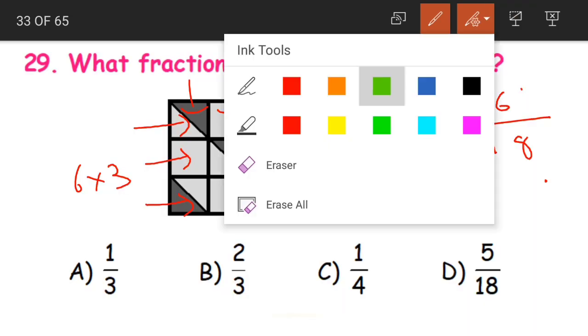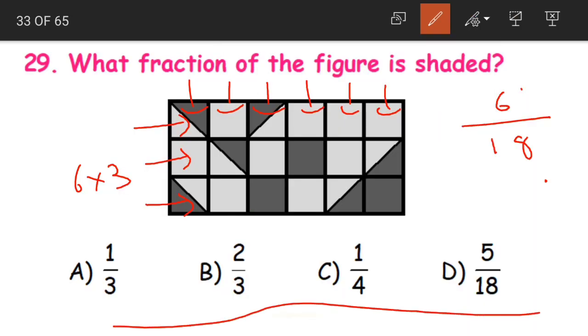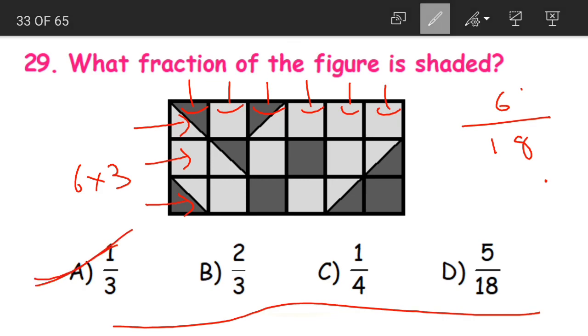But in the given options we do not have 6 by 18. That means we need to find out the equivalent fraction, or we have to reduce it to the simplest form. When we divide both by 6, 6 is the highest common factor. Yes, when we divide both by 6, we have 6 divided by 6 is 1, 18 divided by 6 is equal to 3. 1 by 3 becomes our correct answer. Do we have 1 by 3 in the options? Yes, option A, 1 by 3 becomes our correct answer.